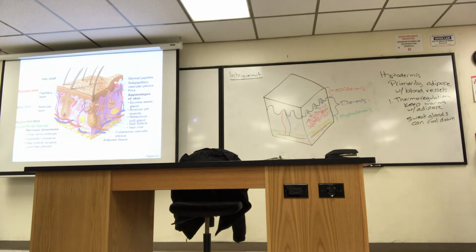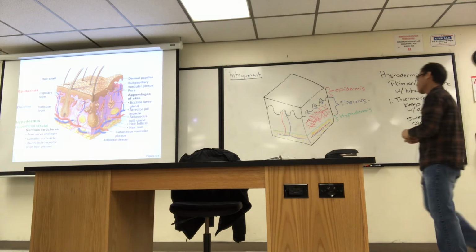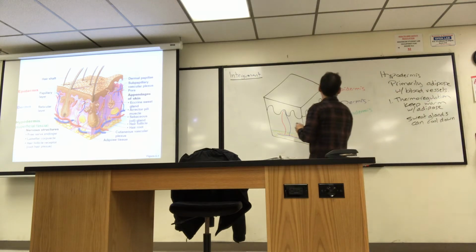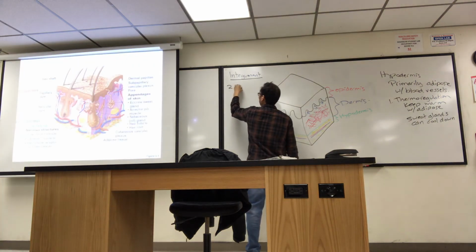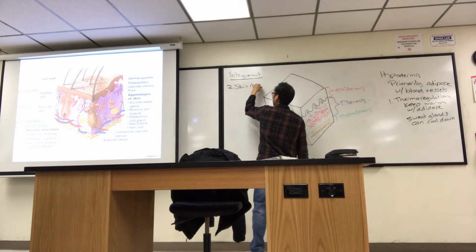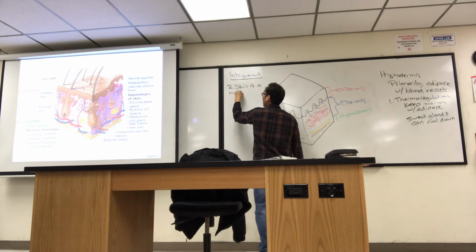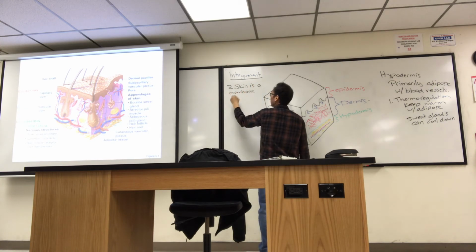So you've got these three layers. Another function is membrane barrier. Part of your immune system, just a membrane that keeps stuff out of your body. Skin is a membrane barrier.